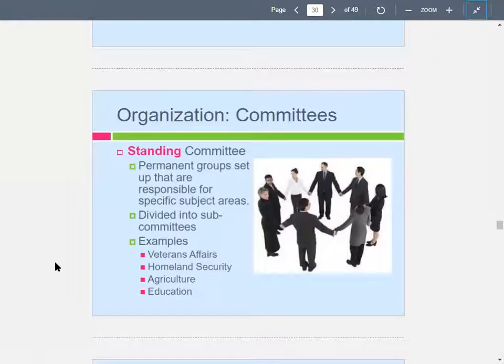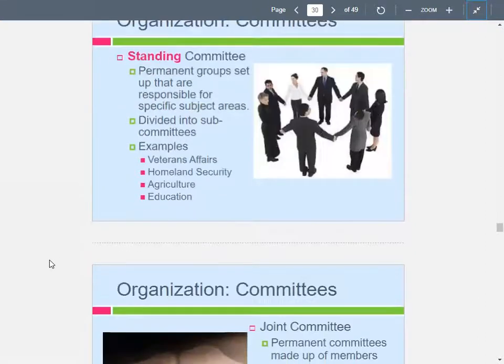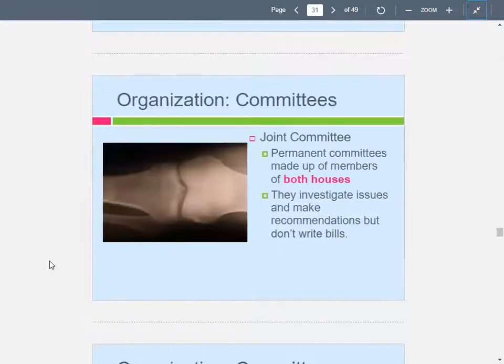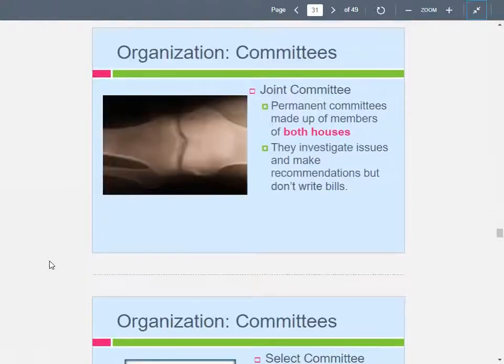Standing Committees are permanent groups that are set up and responsible for specific subject areas, and these are divided into subcommittees. So for example, we have Veterans Affairs, Homeland Security, Agriculture, and Education. These are things that we deal with constantly as a nation. Then you have joint committees. These are permanent committees made up of members of both houses, the Senate and the House of Representatives. They investigate issues and make recommendations, but they don't write bills. One of them will have to introduce it on either the House or the Senate floor.